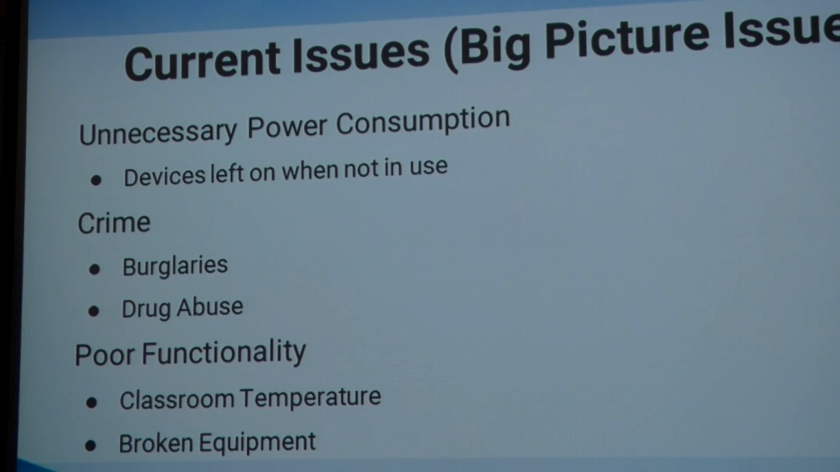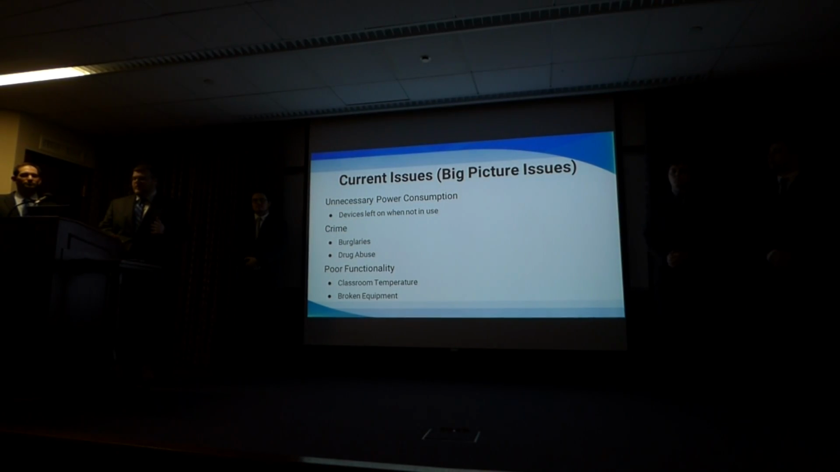So, given our experience here, we were able to categorize some of the issues into 3 categories: power consumption, crime, and functionality. Now, regarding power consumption, it's often the case that within a classroom, devices are left on, sometimes overnight, sometimes over the weekend. This is unnecessary power consumption. Regarding crime, regarding the Manhattan College incident report, 3 of the most frequent crimes would be burglary, shark abuse, and alcohol abuse. And then regarding functionality, even in the case now, it's often the problem that the room is either too warm or too cold, and obviously it's quite uncomfortable for everyone right now.